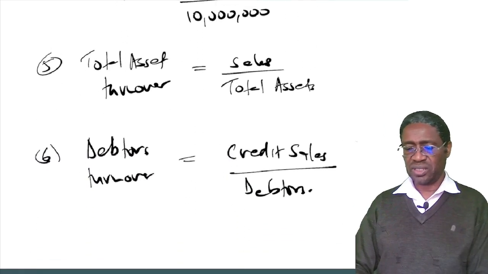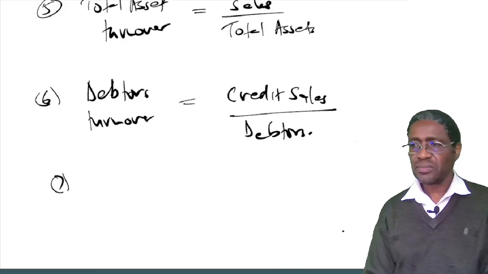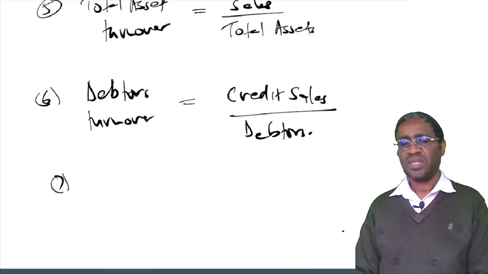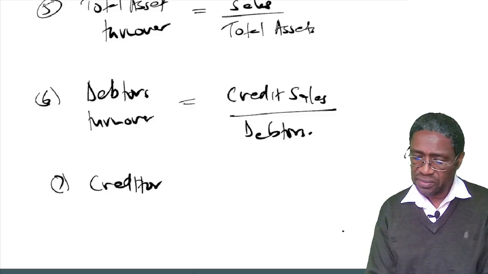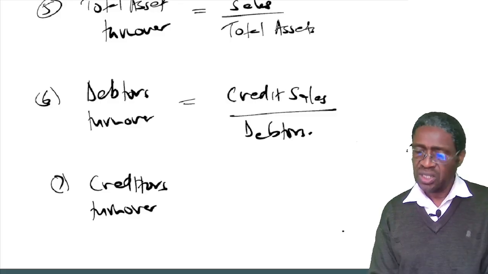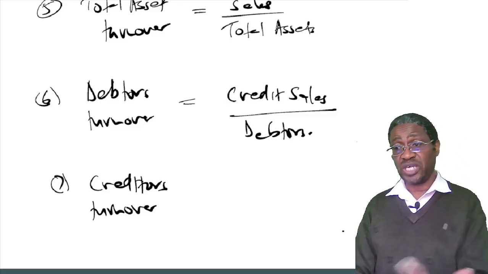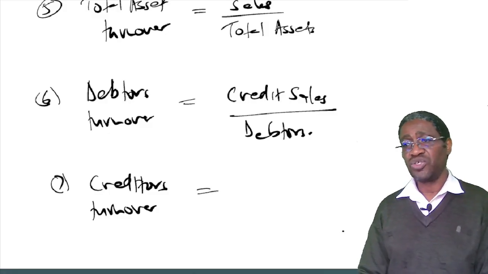Copy number 6. Then we go to number 7. Number 7, put it down. Creditors turnover, which we can also call trade payables turnover. How do you get it?